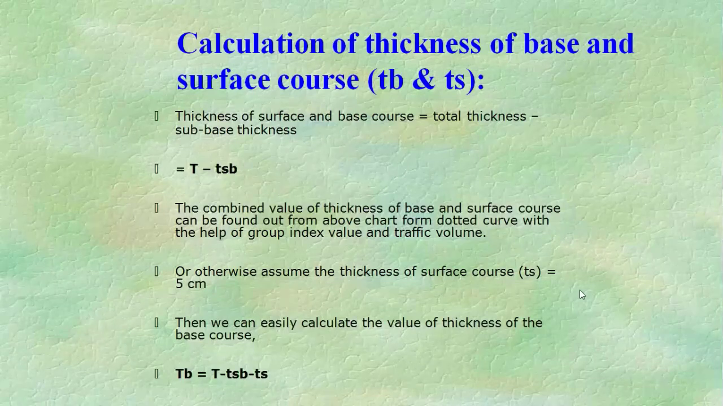So this is the calculation part, that is how we can calculate the thickness of base and subsurface cores. As you can see, the thickness of subsurface and base cores is equal to total thickness minus subsurface thickness. So here all the formulas are given.